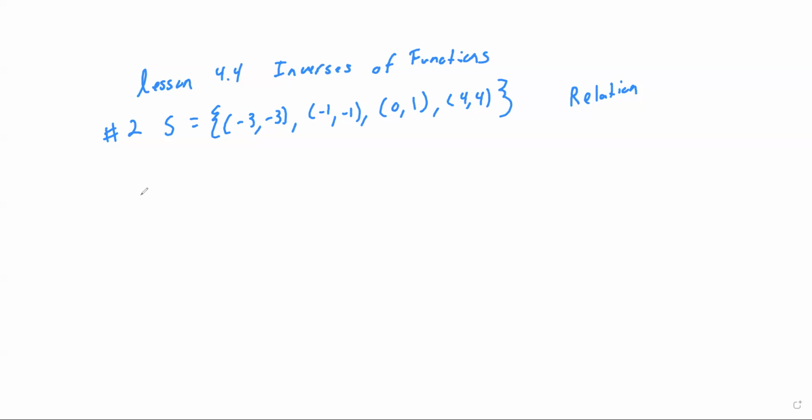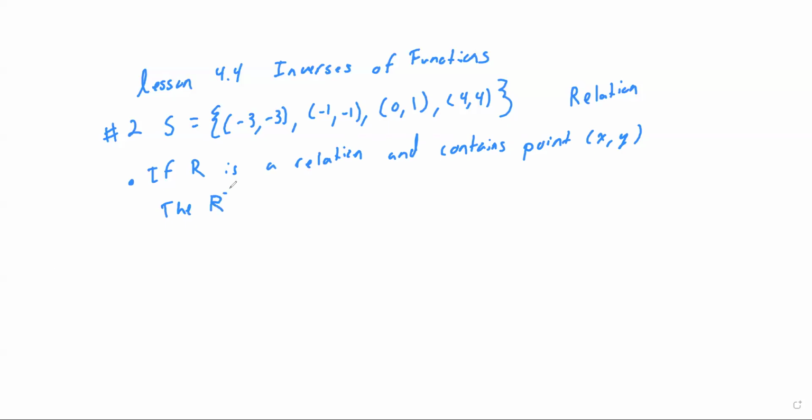But the big thing here, basically for inverses, a little note here: if R, whatever set, is a relation and contains points like (x, y), then the inverse, which will be noted with a little -1, will contain points in which we switch the y and the x, or switch the domain and the range.